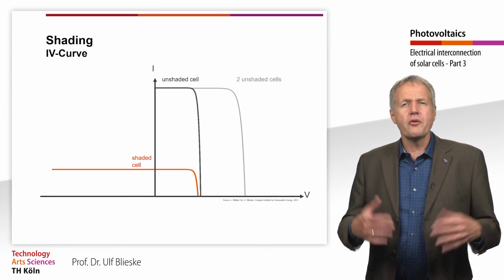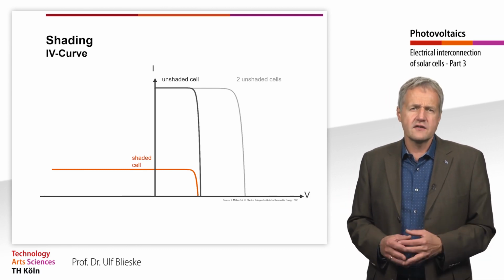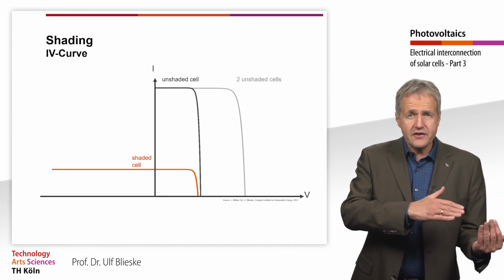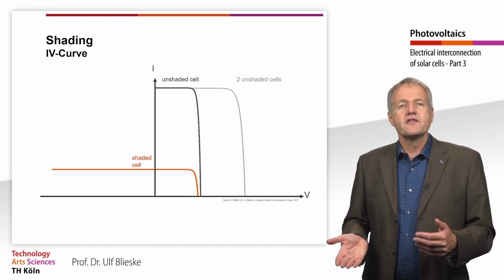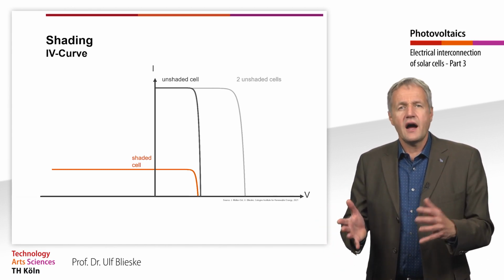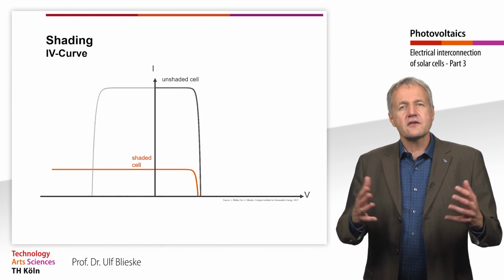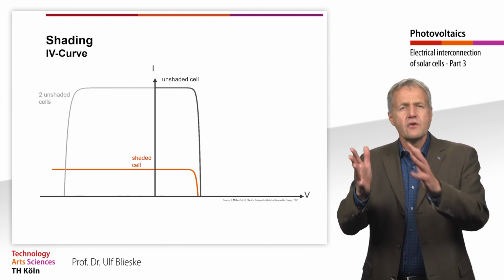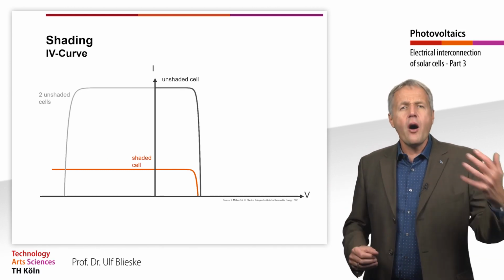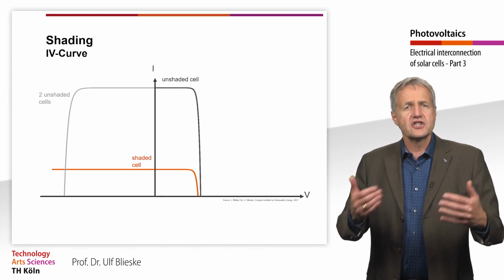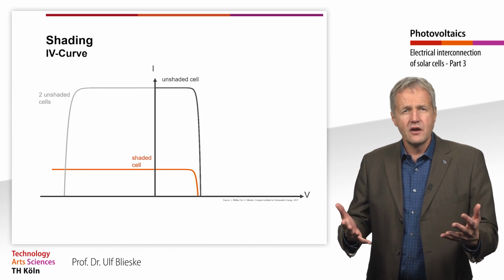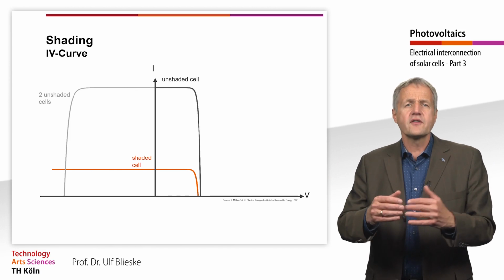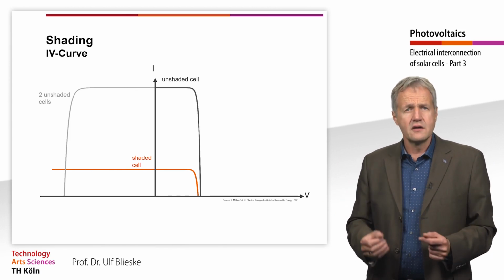But what is the operating point of the shaded solar cell? Since the shaded cell is operated in reverse direction, we mirror the IV curve of the two unshaded cells at the current axis. The intersection between the two IV curves gives the operating point at which the shaded cell is operated. Almost the entire voltage of the cell string drops across the shaded cell.